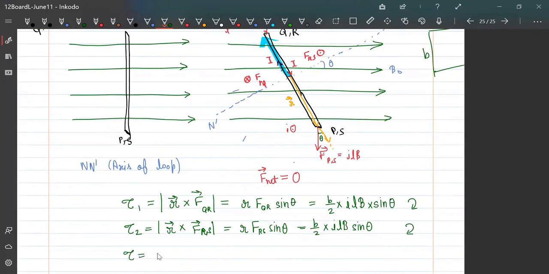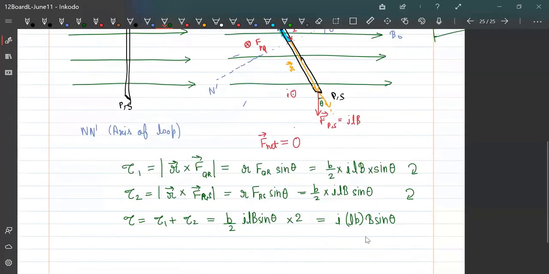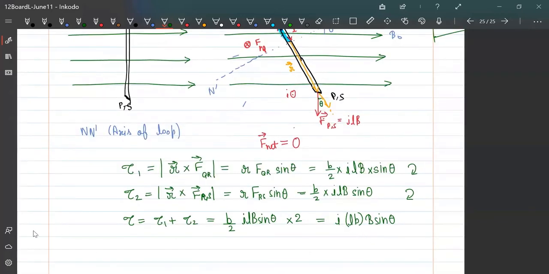So total torque will be tau 1 plus tau 2. That would be B by 2 ILB sine theta plus B by 2 ILB sine theta. The magnitudes are equal, so I'll just multiply by 2. This gives me ILB times B sine theta. What is LB? LB is the area of the loop. So this becomes I A B sine theta. This is the net torque.